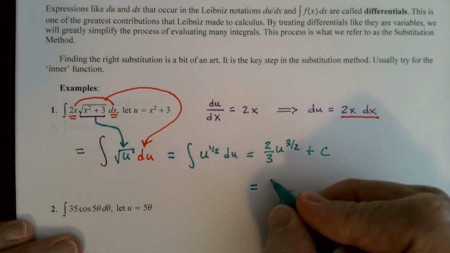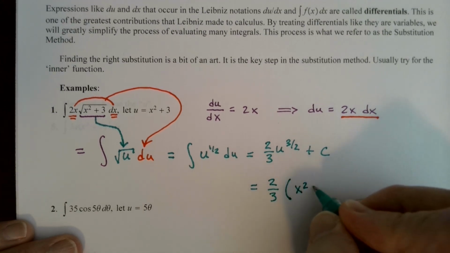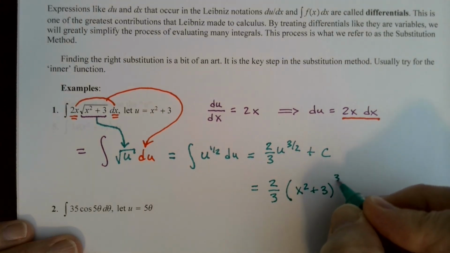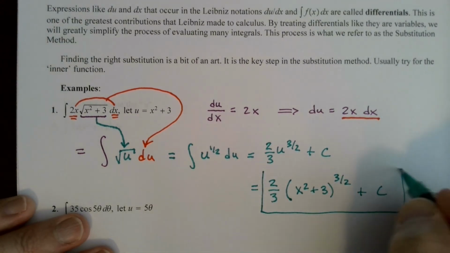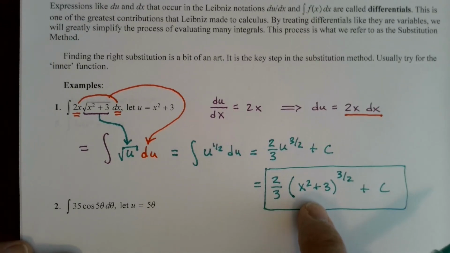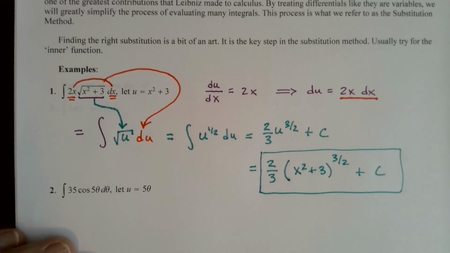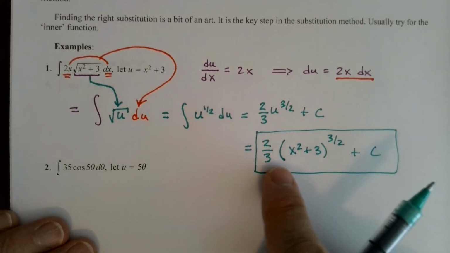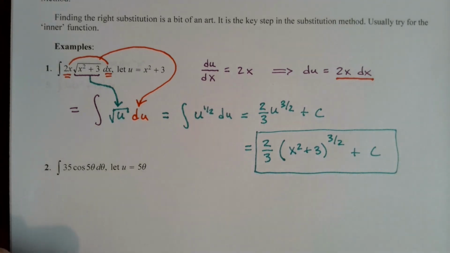So my answer is 2/3 times (x squared plus 3) to the 3/2 power plus our constant c. And that is the antiderivative. And you could check, you could take the derivative of this and you'll get back to what we have here. You should check and confirm that. In taking the derivative of this function, we're going to be using the chain rule, and it should make sense because we're undoing the chain rule.